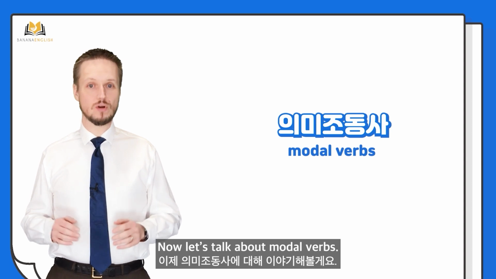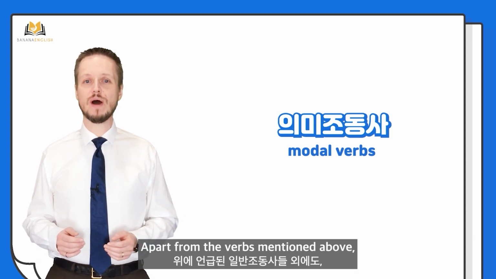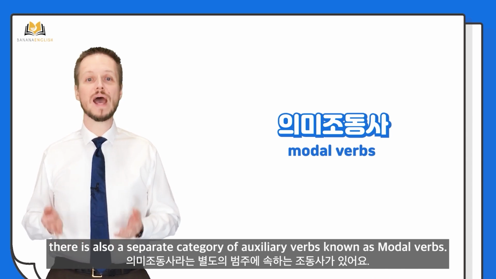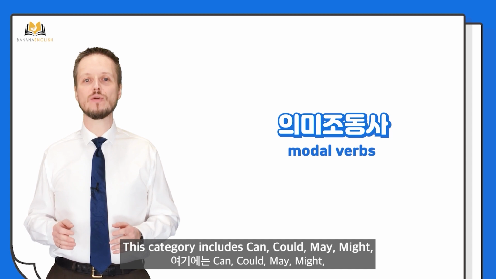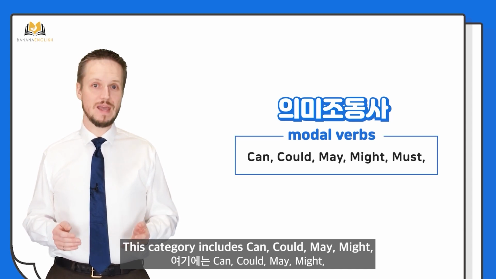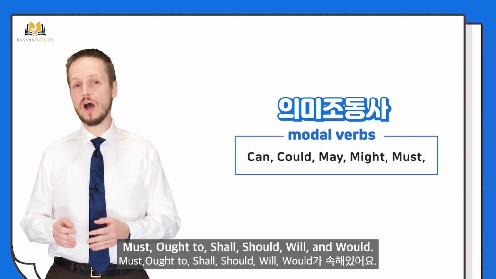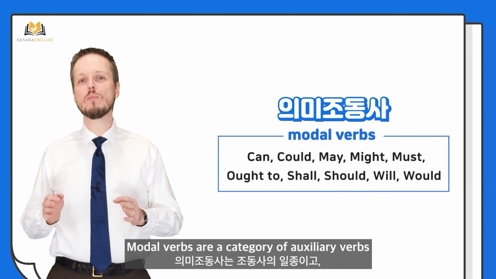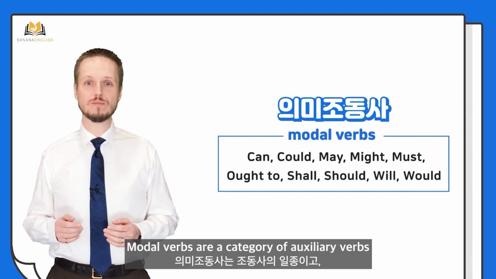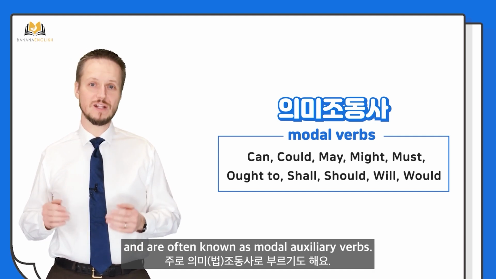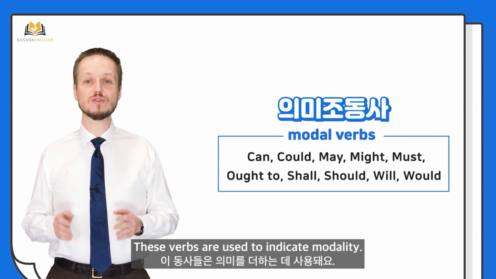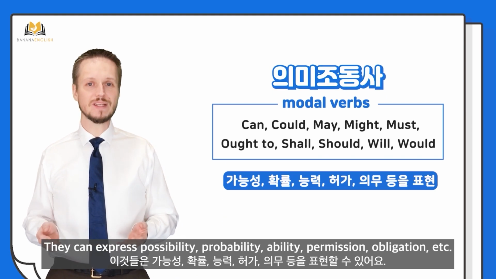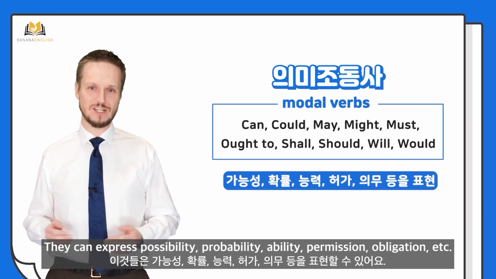Now let's talk about modal verbs. Apart from the verbs mentioned above, there is also a separate category of auxiliary verbs known as modal verbs. This category includes can, could, may, might, must, ought to, shall, should, will, and would. Modal verbs are a category of auxiliary verbs and are often known as modal auxiliary verbs. These verbs are used to indicate modality. They can express possibility, probability, ability, permission, obligation, etc.